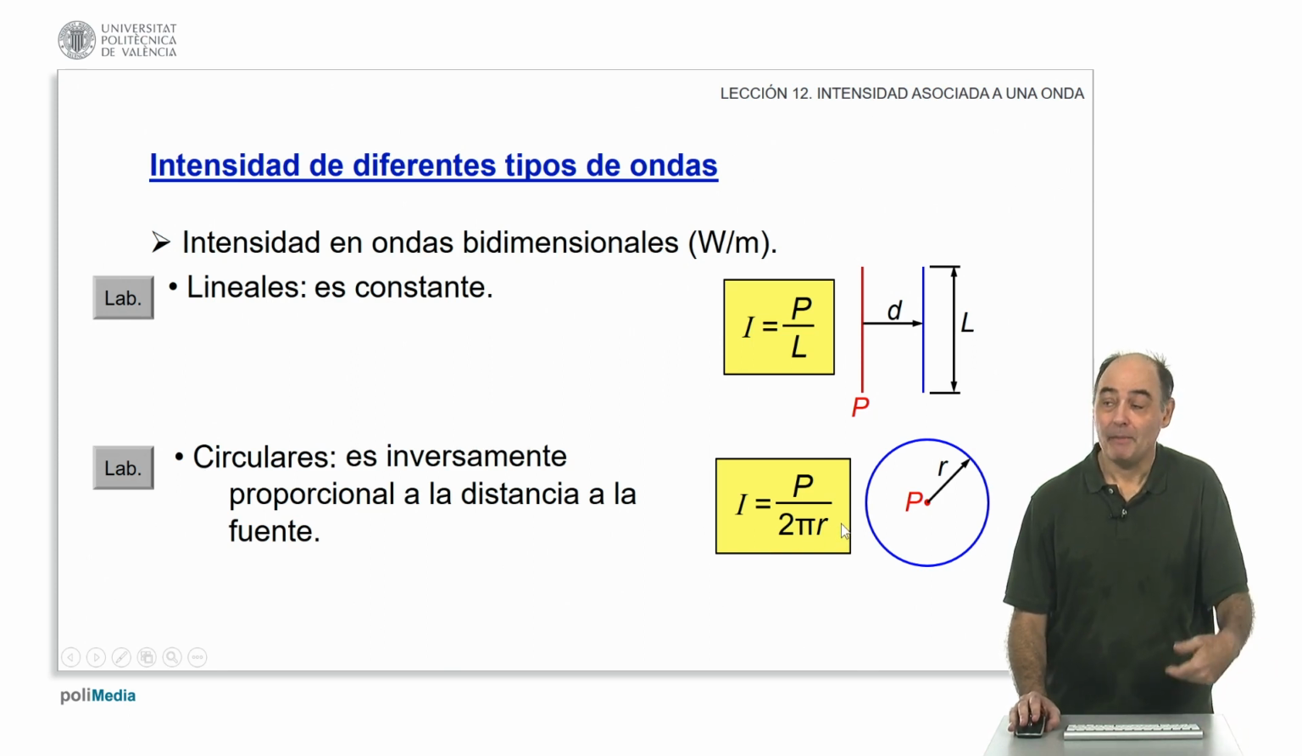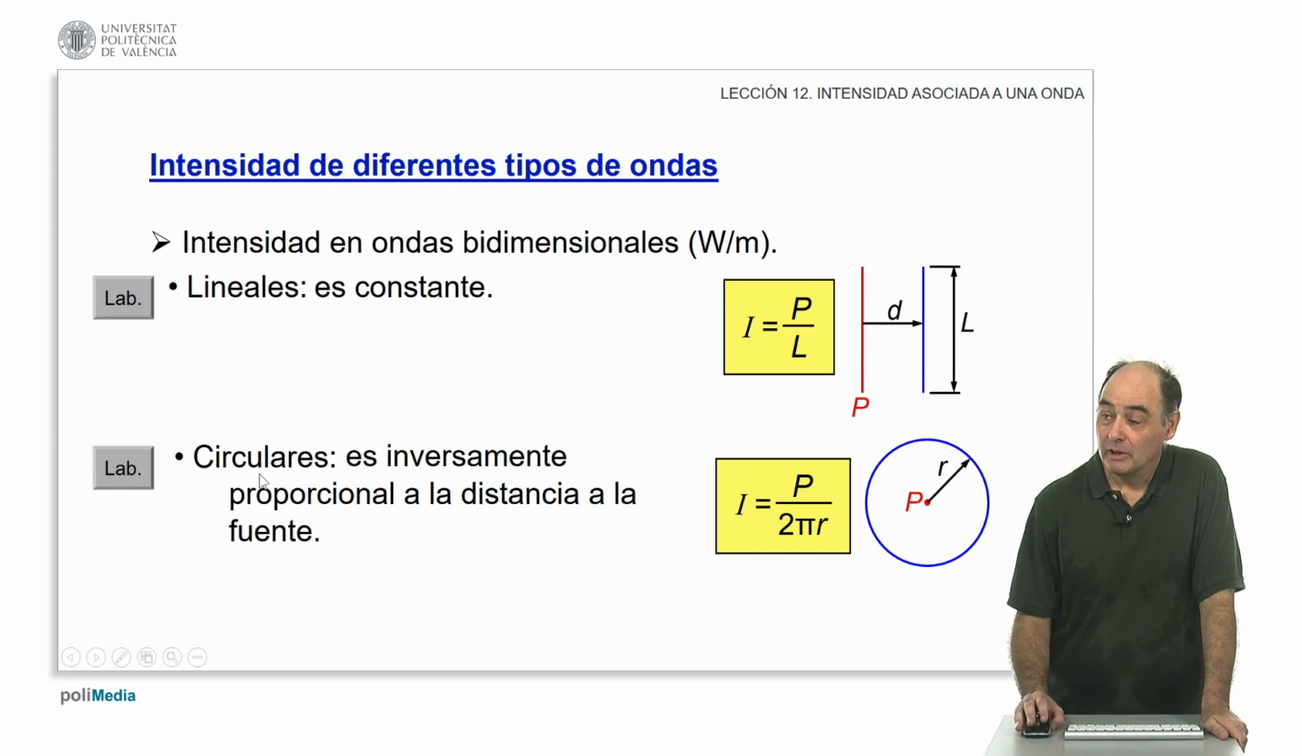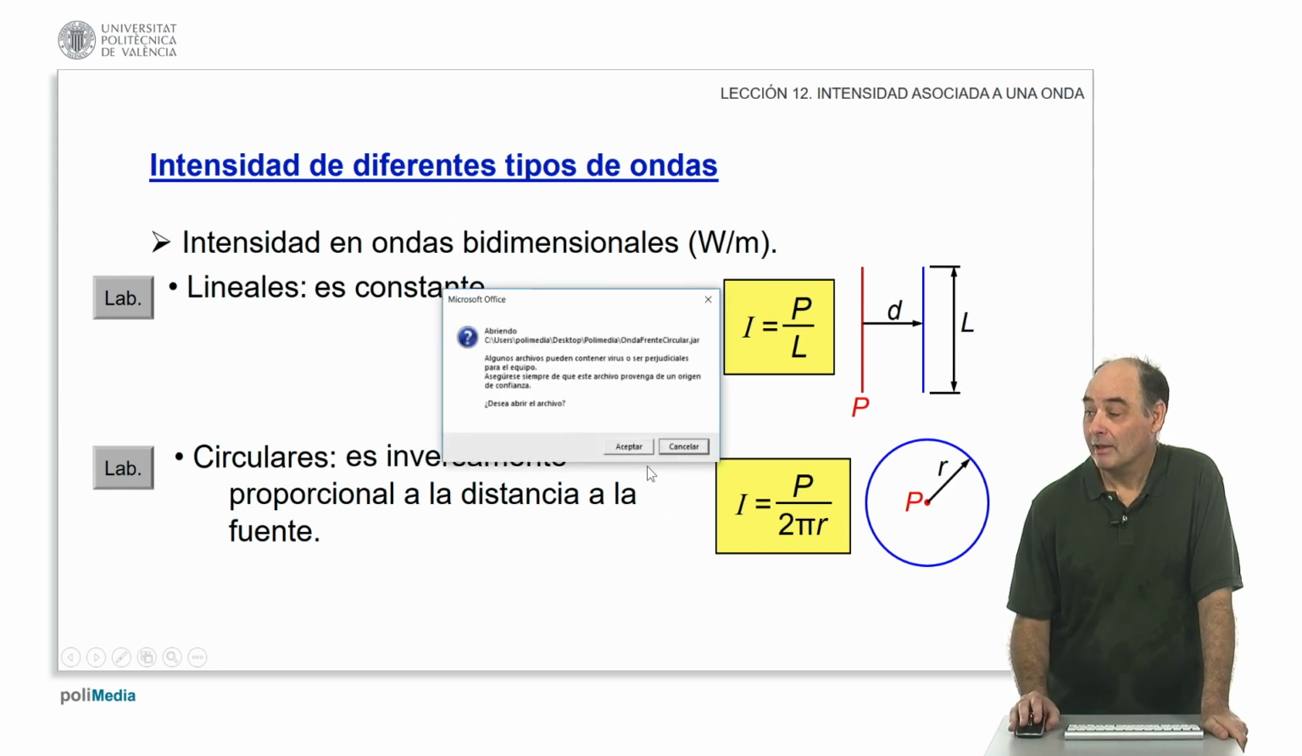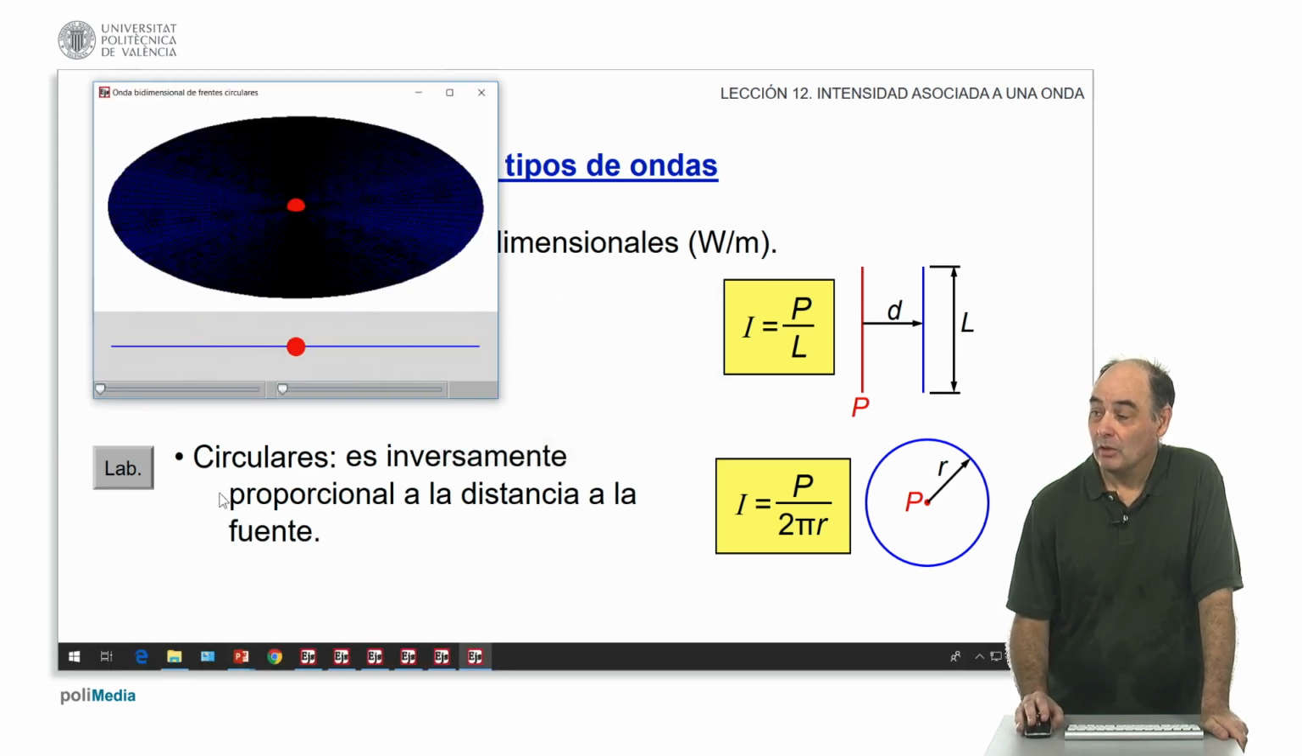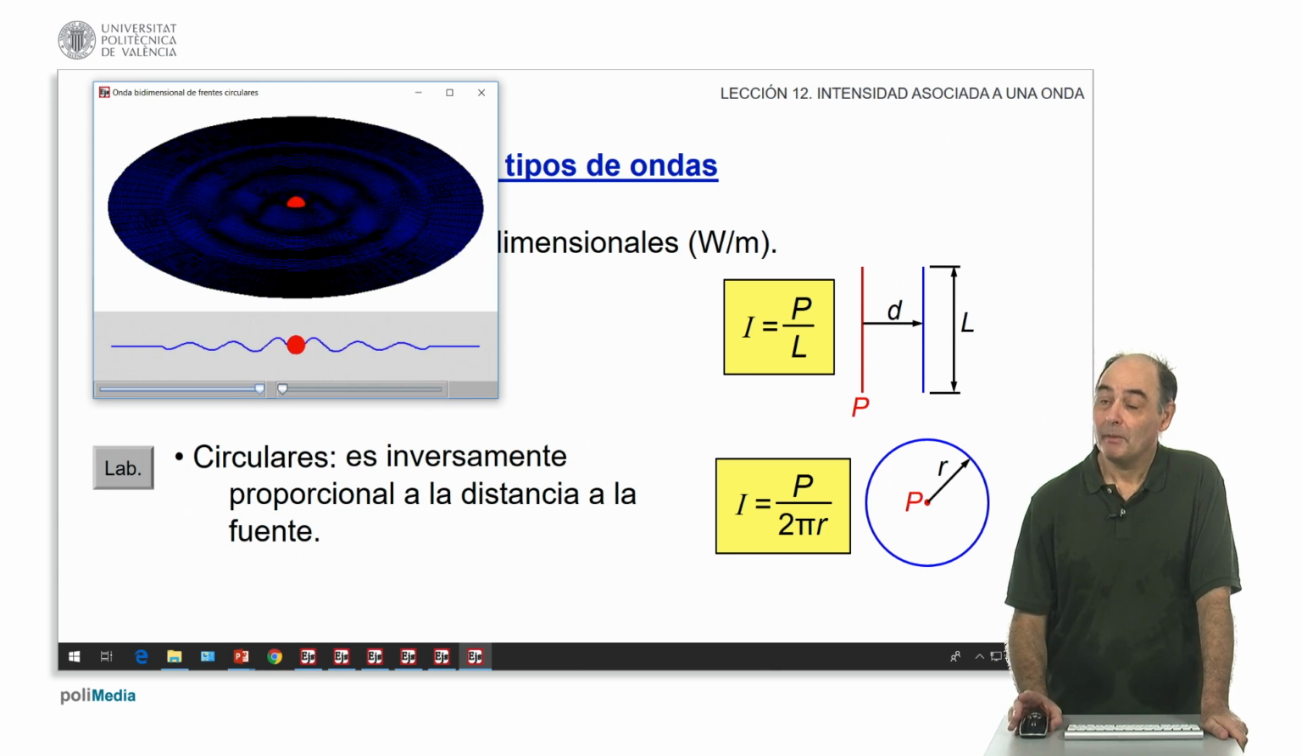That means that at twice the distance we have half the intensity, as we would see in this laboratory that I am going to show now. It would be, as I say, the simulation of throwing a stone into a pond. We could see how the amplitude of the waves decreases as we move away. We can think that it does not decrease so fast.